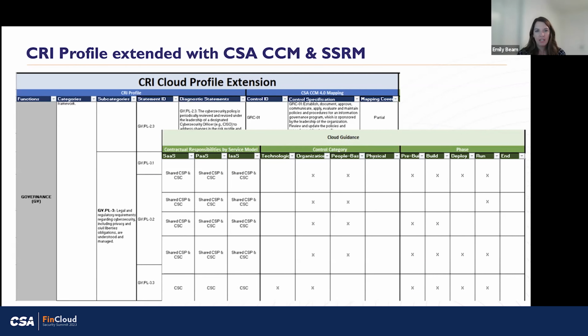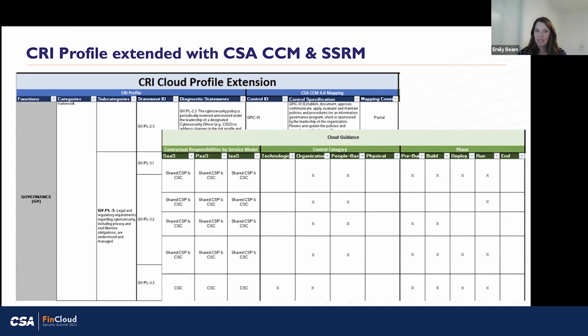But you'll see everything in blue is the profile as you would normally see it, with the exception of the CCM mapping. And then everything in green is also new, specific to cloud implementation guidance. So you'll see the contractual responsibilities by service model, leveraging really the CSA's shared responsibility model that Daniele talked about earlier. We use that same terminology so that, where possible, we're really converging along common language and taxonomies.